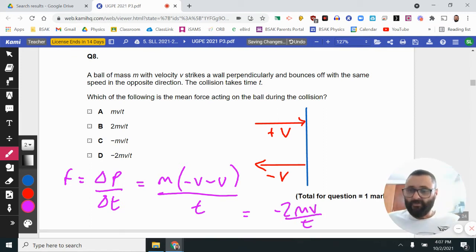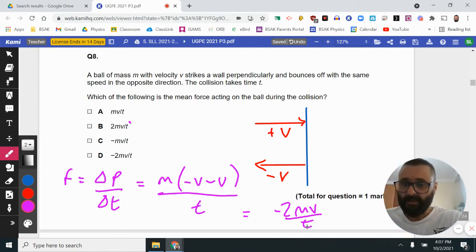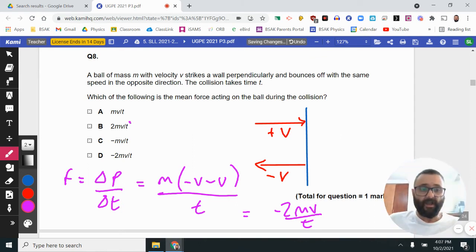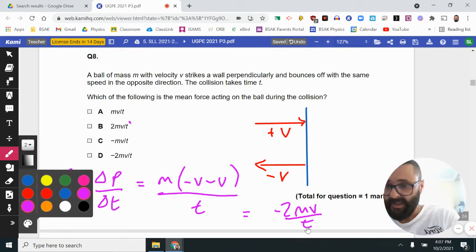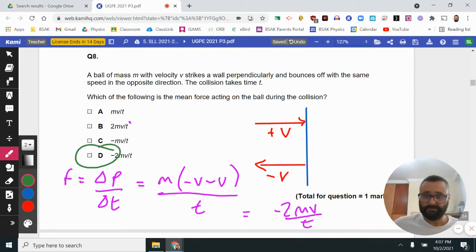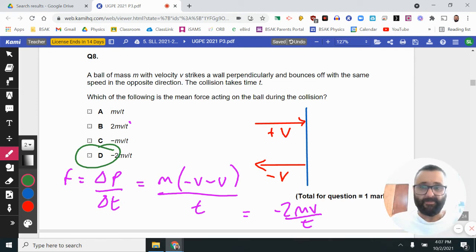Quite a few of you would have gone with that one by accident, but drawing the diagram like I've done there and taking obviously to the right as positive means that the net change of momentum is backwards. So the answer is D, because of the minus sign.